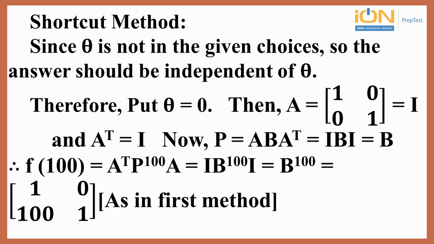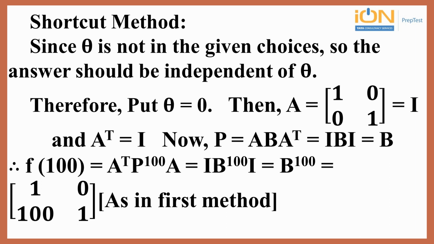Now, let's look at the shortcut method. Theta is not given in the choices, so we can substitute some value for theta, and the answer being independent of theta, what we can do is we can put theta equal to 0, then A becomes [1, 0; 0, 1], which is nothing but the identity matrix, and P simply becomes B.